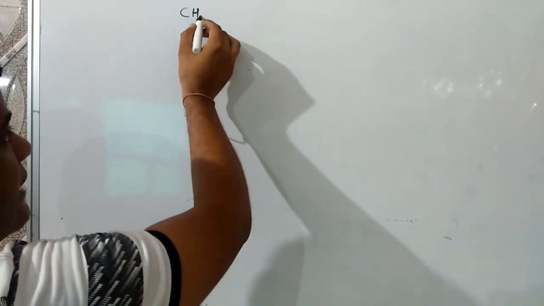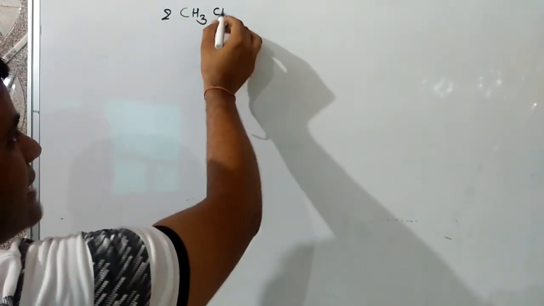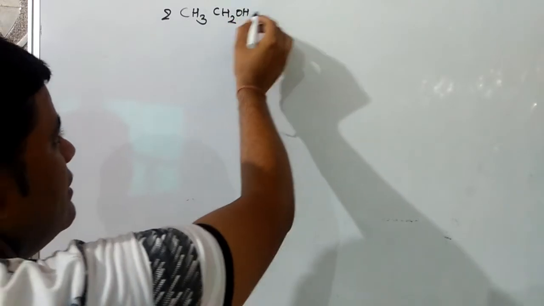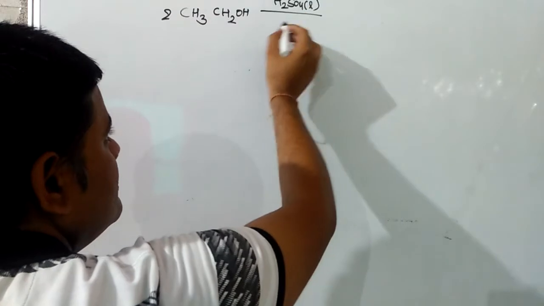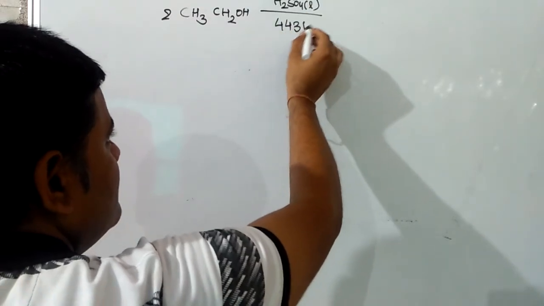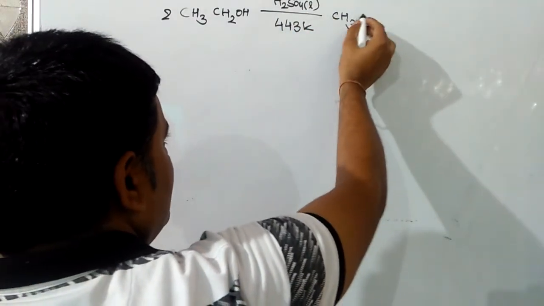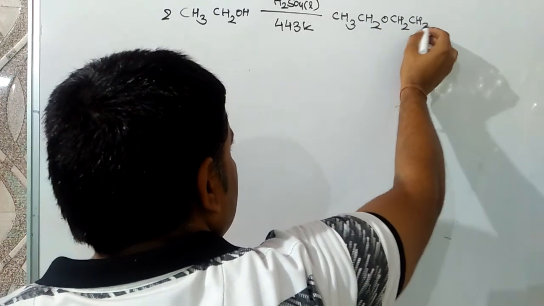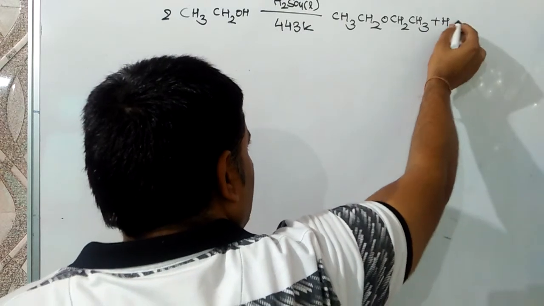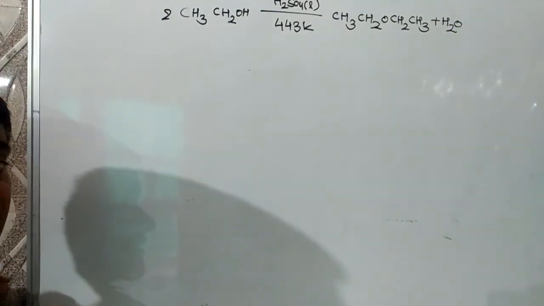There might be a question: convert ethyl alcohol into ethoxyethane and write down the mechanism. Here the reaction is 2 moles of ethyl alcohol on heating with concentrated H2SO4 at 413 Kelvin. Then the product formed will be ethoxyethane plus water, and this reaction is completed in 3 steps.